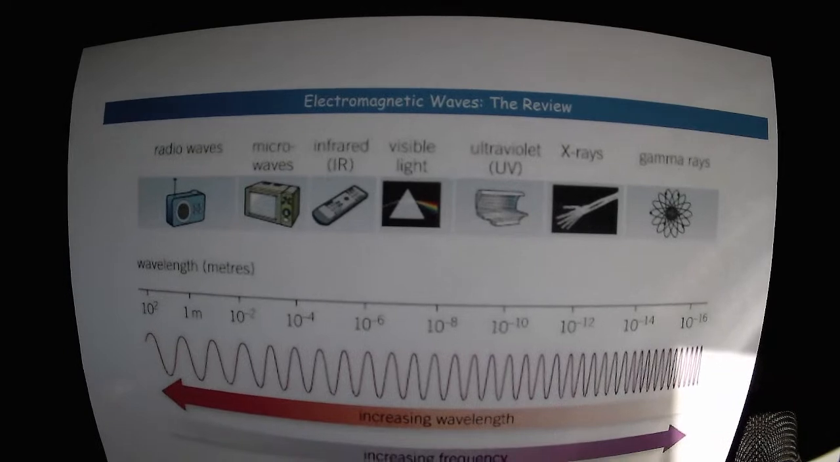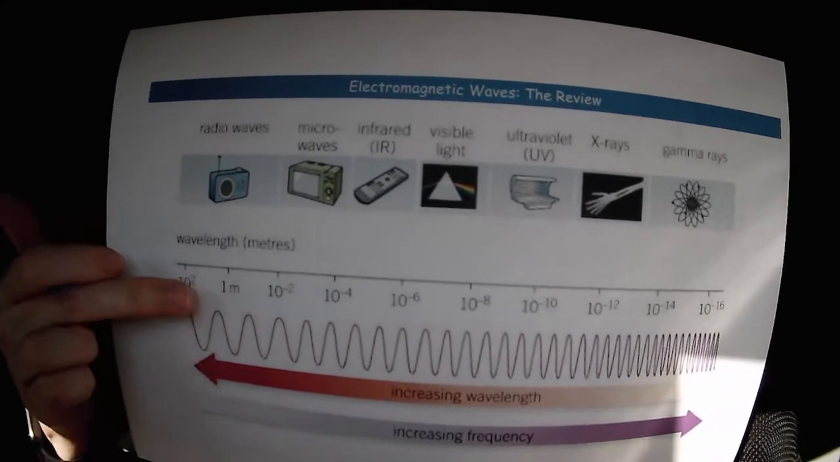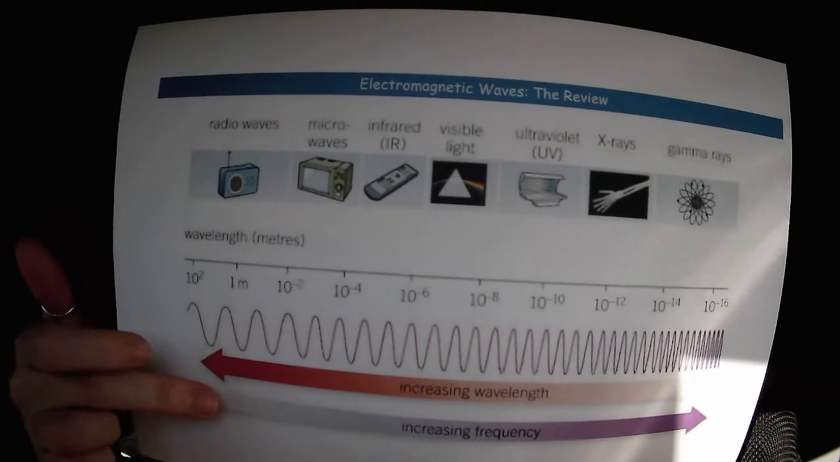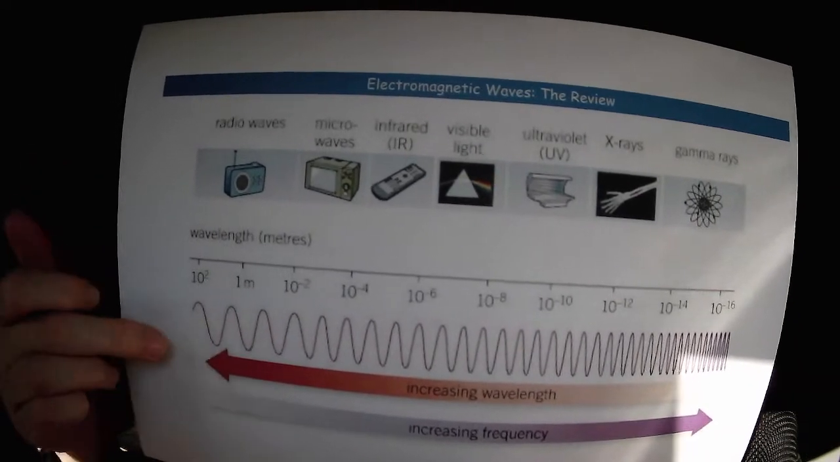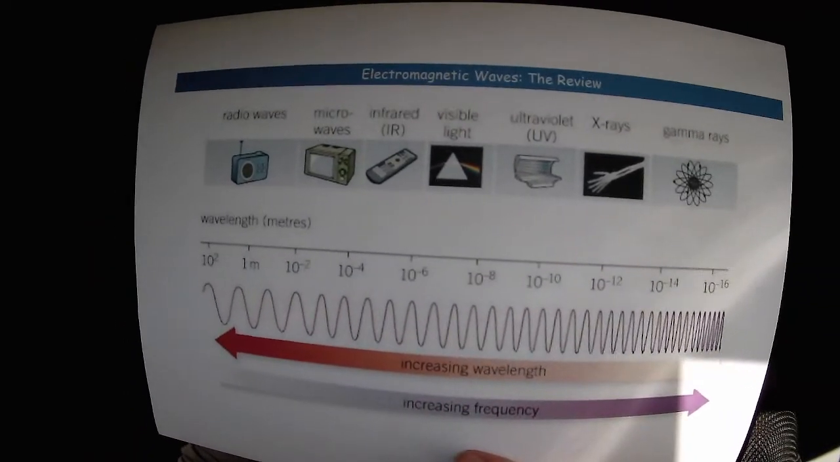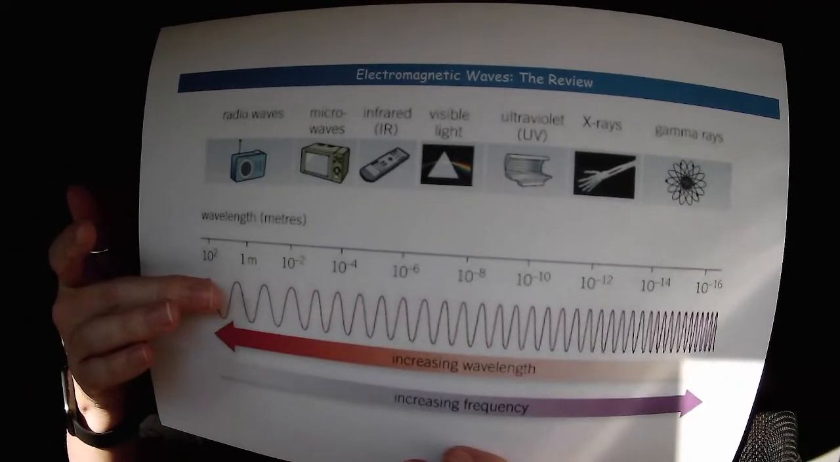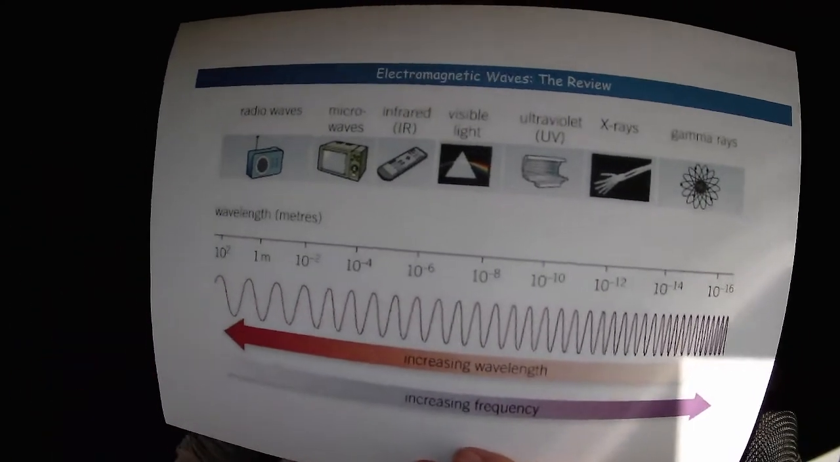Do notice that we have this very clear pattern. If we've got a long wavelength, we've got a low frequency. Whereas if we've got a short wavelength, we have a high frequency. So just remember that little pattern there, that the longer the wavelength, the lower the frequency. And then you can apply it to any given scenario.